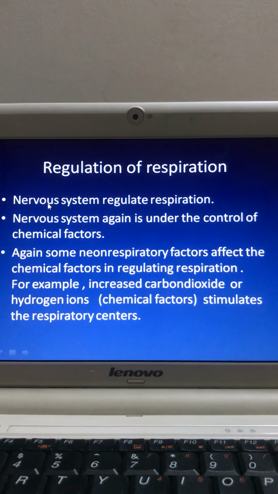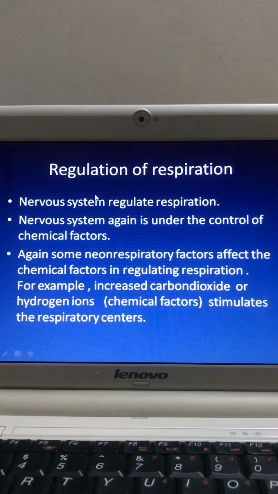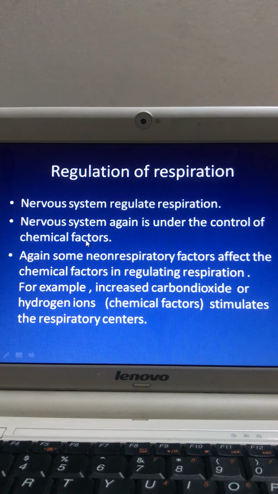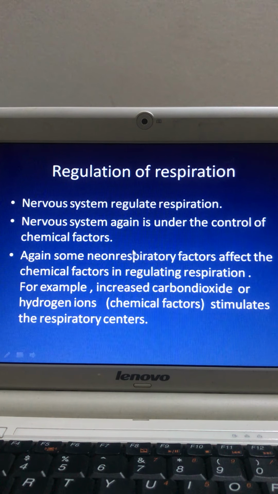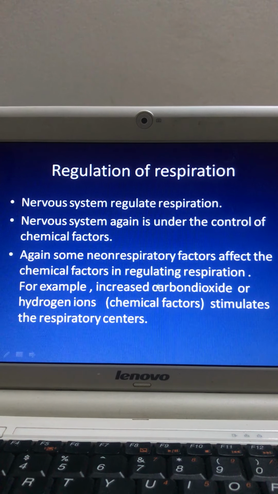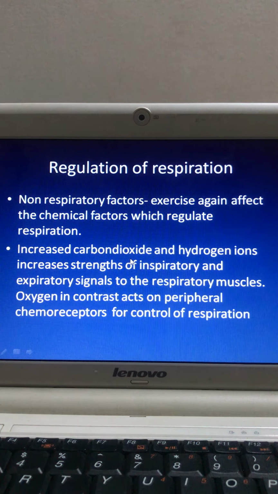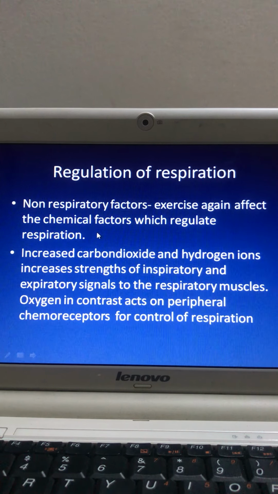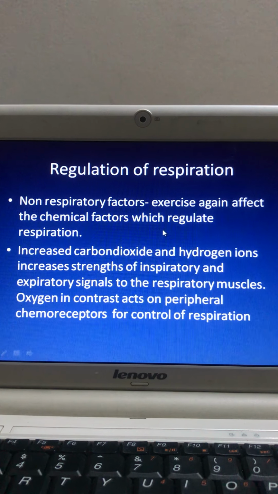That means the prime regulatory system is the nervous regulatory system. It is affected by the chemical factors, and the chemical factors are again affected by the non-respiratory factors. What is an example of a non-respiratory factor? This is exercise. Now regulation of respiration. I already told it, that is exercise.